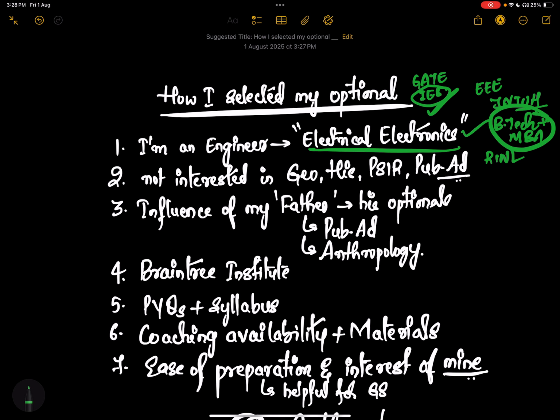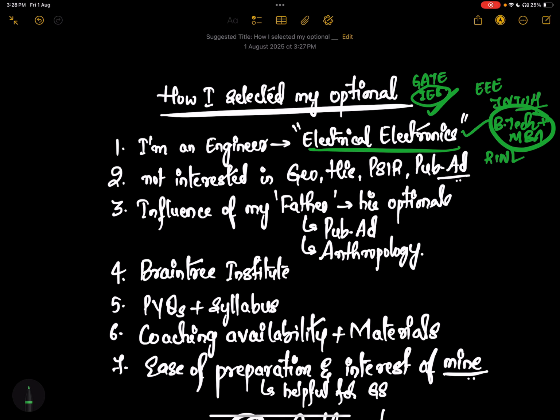Then I understood that I again needed to prepare for GS subjects. I had seen the syllabus of electrical engineering, all these things, but I decided to take electrical engineering only. I purchased the books of electrical engineering and also the PYQs of UPSC mains, and I had almost decided.